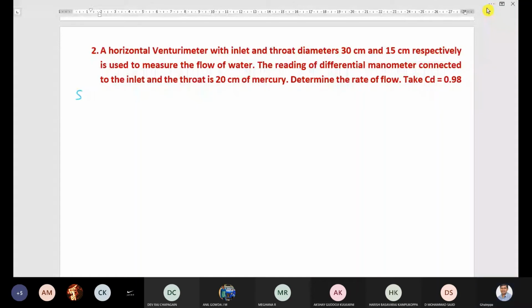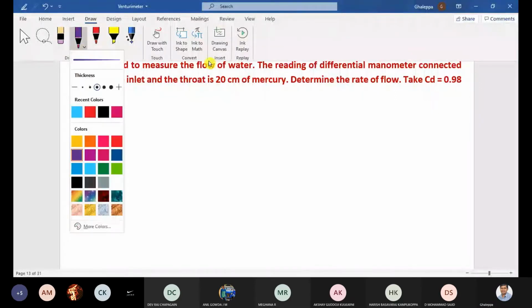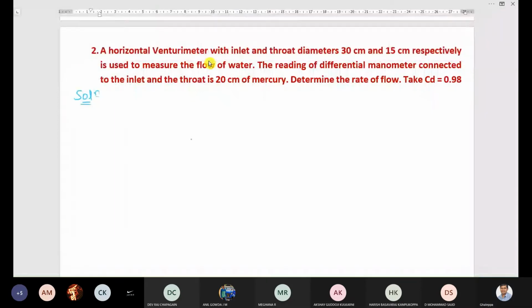Solution. In the solution, we'll write the given data also. Step number 1, given data. A horizontal venturimeter, this is the one term that is important for taking the value of Z1 and Z2. When it says horizontal venturimeter, we'll take Z1 is equal to Z2.